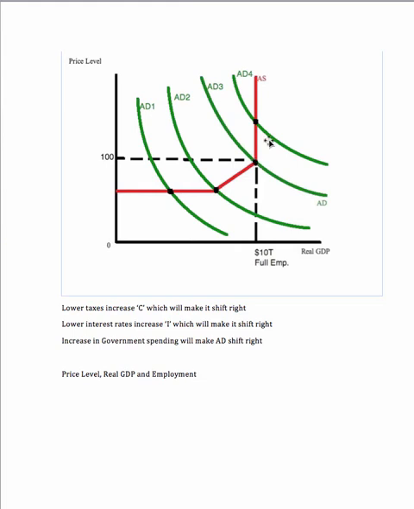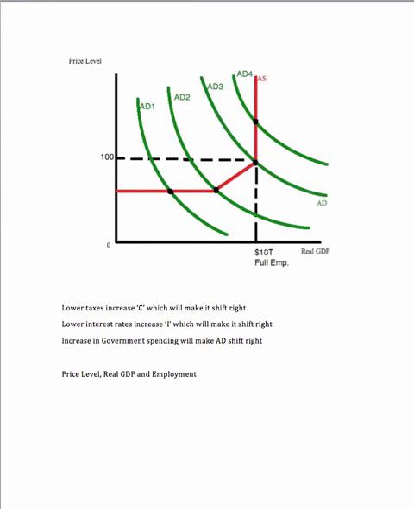Whatever makes them shift right, the opposite will make it shift left. So if you increase taxes, it'll make the aggregate demand curve shift left. If you raise interest rates, it'll make the aggregate demand curve shift left. And if you decrease government spending, it'll make the aggregate demand curve shift left. So I hope that helps in clarifying what shifts the aggregate demand curve.